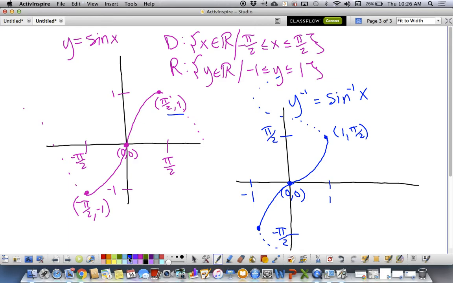Sine inverse has never been cosine. One divided by sine is not cosine. No, it does not. It never has. One over sine is cosecant, not sine inverse. Sine inverse has never been cosine. Never has been.